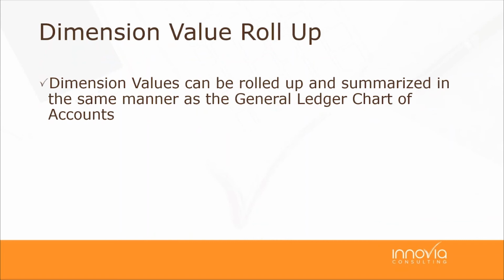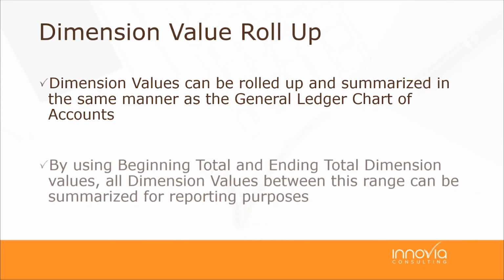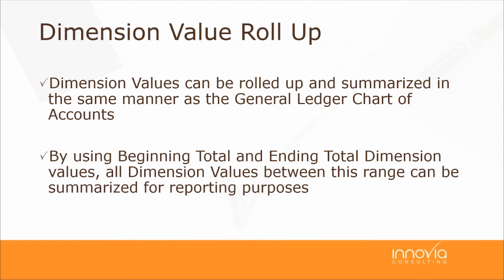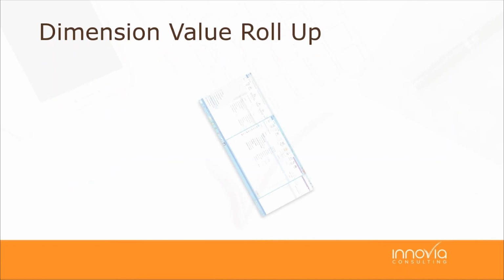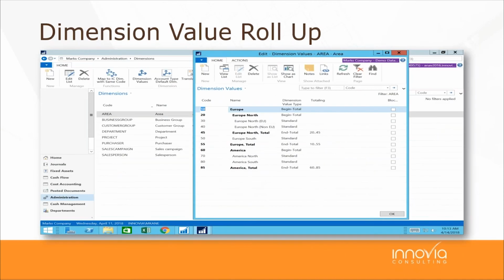So dimension values can be rolled up and summarized in the same manner as the general ledger chart of accounts. And by using beginning and ending total dimension values, all dimension values between this range can be summarized for reporting purposes. Actually, it works the same way as the general ledger roll-up, in that you can get all the detail in the ending total dimension value. Like I said, I don't know if anybody uses that, but I have had quite a few customers who had multiple cost centers.